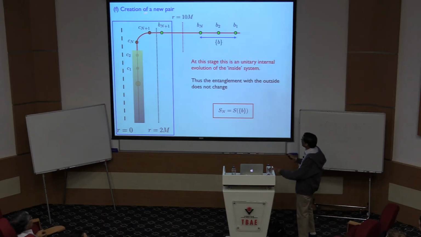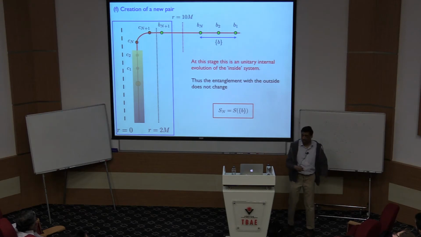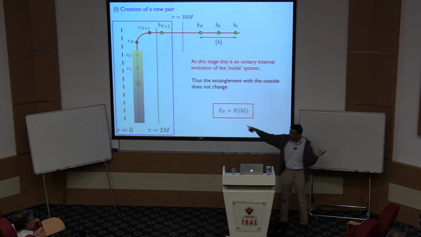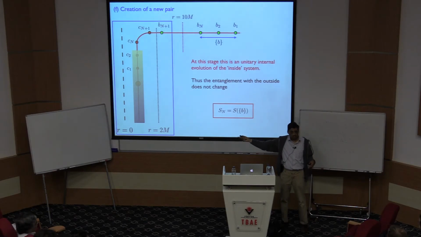When a new pair is created out here, up to here is still the inside, because this is nowhere near 10 m. The outside is the same. At this stage, the entanglement of the outside after step n, even though a pair has been created here, actually remains the same. Why is it the same? Because suppose I have two different systems, one is here and one is here. This is the outside and that's the inside. Suppose nothing changes here, but something changes internally there. Will the entanglement of this with that change? Well, the answer is no.